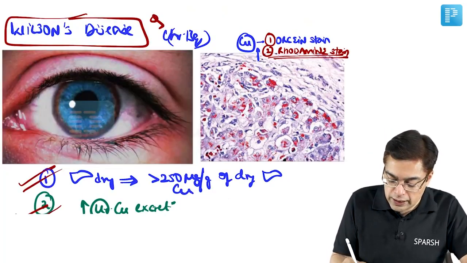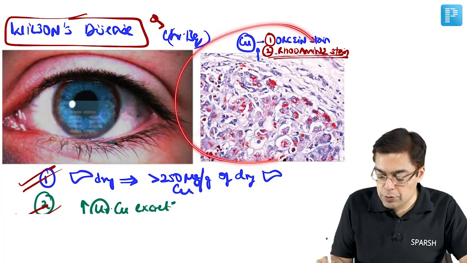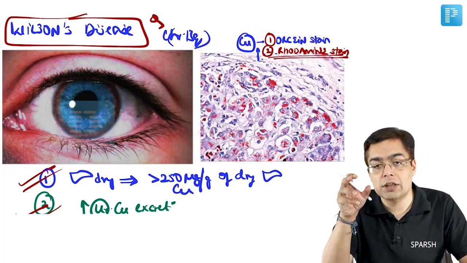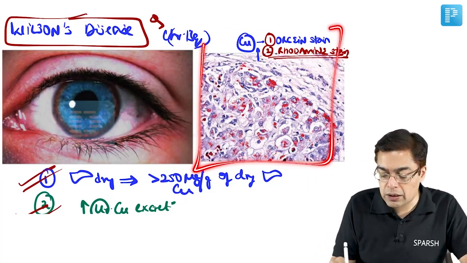So all those images, particularly these two, should definitely be given emphasis, because in recent exams this kind of image has been asked at least twice, and definitely from the perspective of a future exam, particularly with respect to the name of the stains, the Orcein stain and the rhodanine stain, that becomes a very pertinent question.